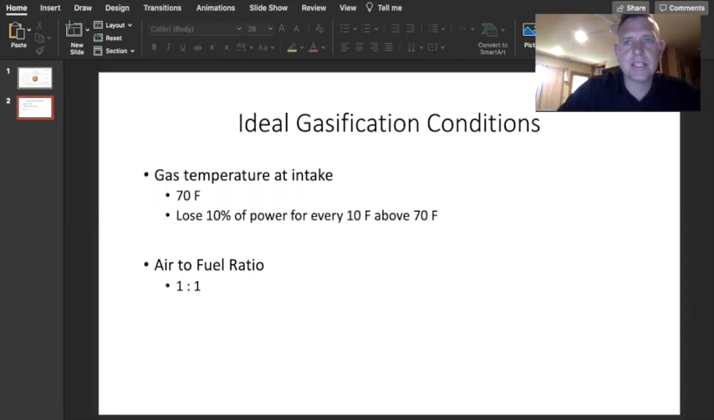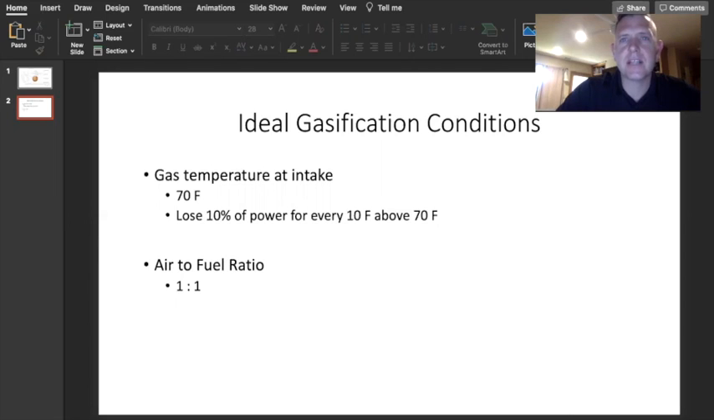In the pyrolysis stages, we learned that the temperatures can be upwards of 2,000 degrees Fahrenheit. So to get down to that 70 degrees Fahrenheit, we are going to have to cool the gases considerably before they reach the engine. In fact, for every 10 degrees Fahrenheit that the gas is above 70 degrees Fahrenheit, we are going to lose roughly 10% of our engine's power output.